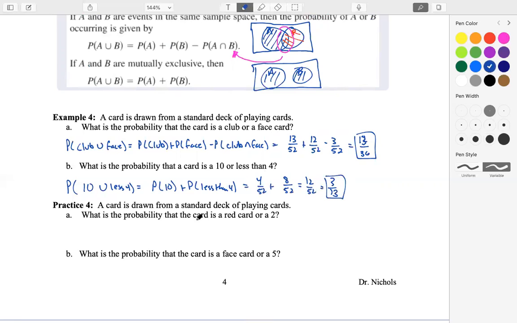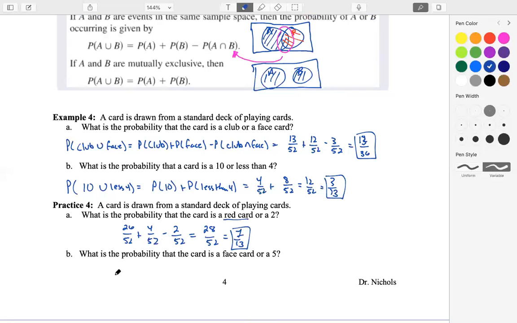All right, so probability that we have a card that is red or a 2. Red card, so there are 26 out of 52 red cards. There are 4 2s, but there are 2 red 2s that I double counted. So I fix that, and I end up getting 28 out of 52, which equals 7 out of 13.